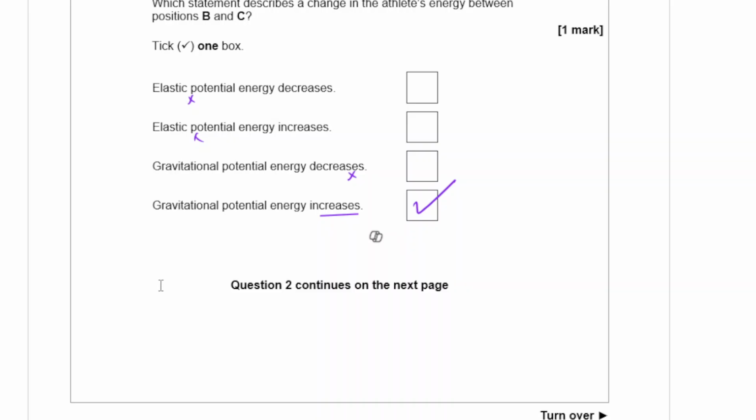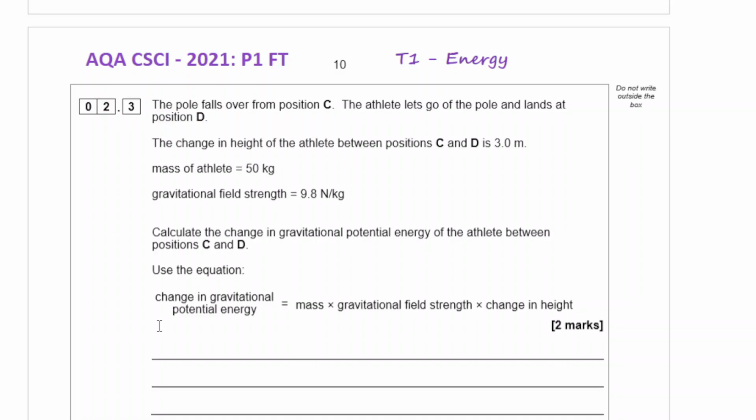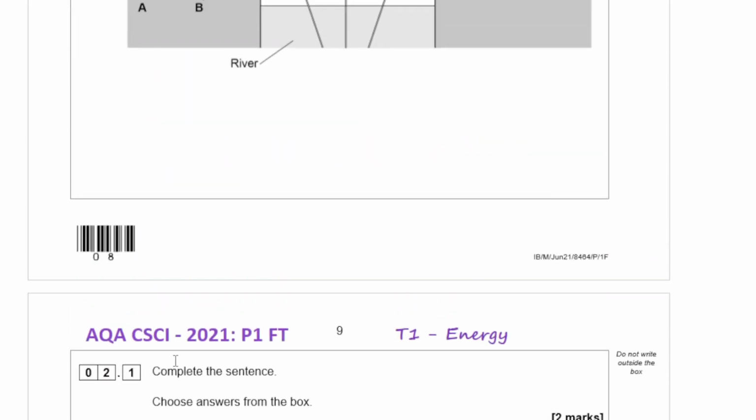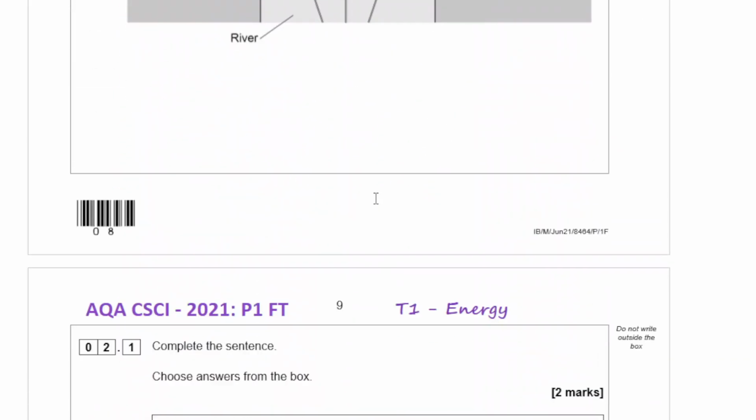Now, question 2.3. The pole falls from position C. The athlete lets go of the pole and lands on position D. The change in height of the athlete between positions C and D. Remember, the athlete was going in that shape. C was here and D falls from position C. Let's have a look at it again. Yes. So yeah, C is in the middle.